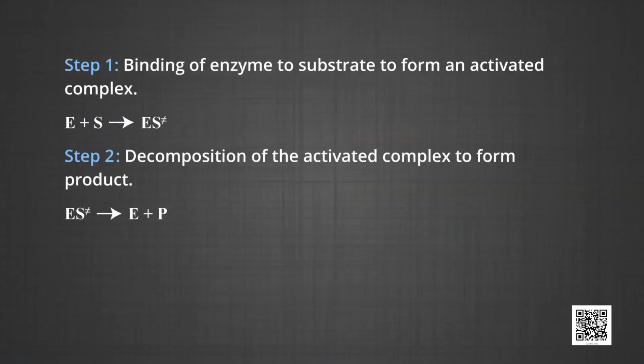Thus, the enzyme catalyzed reactions may be considered to proceed in two steps. Step 1, binding of enzyme to substrate to form an activated complex, E plus S giving ES#. Step number 2, decomposition of the activated complex to form product, that is ES# giving E plus P.